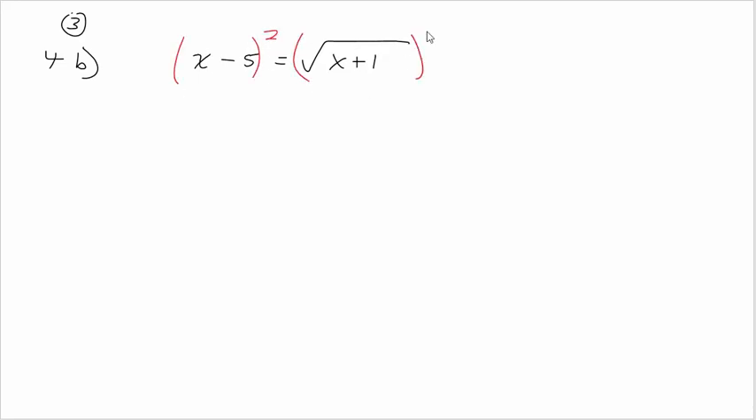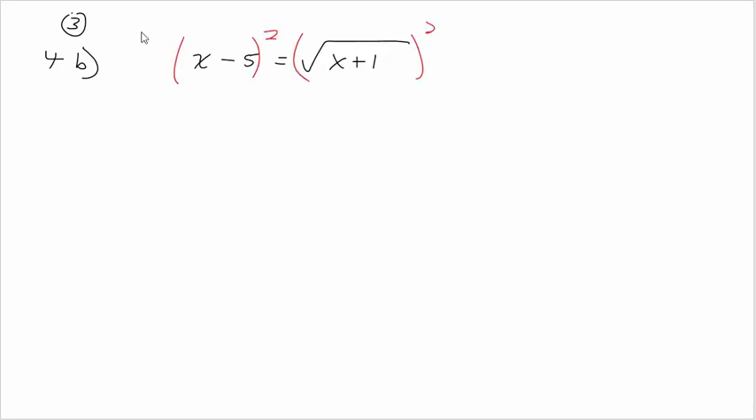4b is worth 3 points. And here we have x minus 5 equals radical x plus 1. So we have the radical by itself on one side of the equation, so we can go ahead and square both sides.